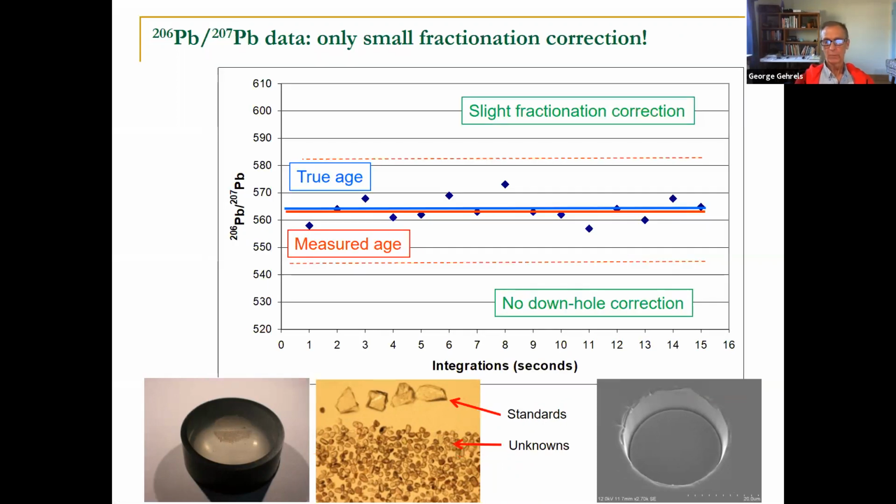Here's the good news. Like I said, mass spectrometers are really good at measuring 206, 207 because they're both lead. They behave similarly. And so the true age is actually very similar to the measured age. You might be only off by 0.1%. You would still do a very small correction here, but this is a minor mass bias correction. And you generally do not get a downhole fractionation because 6 and 7 are behaving similarly as you drill down into that zircon crystal.